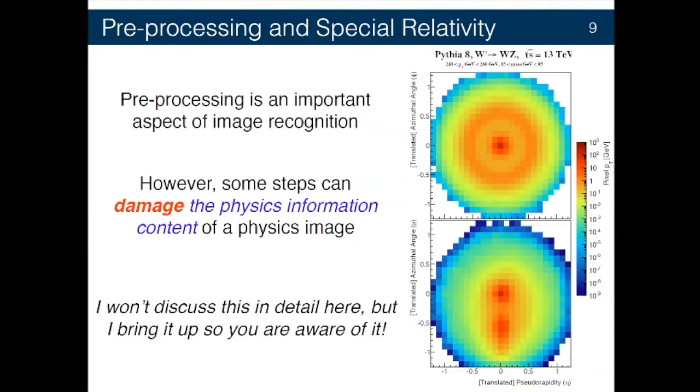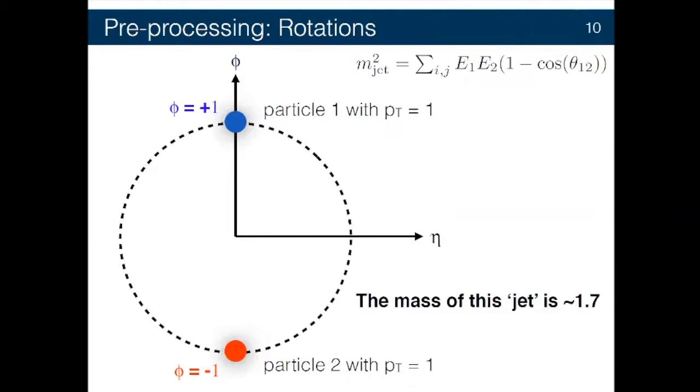However, the images have physical meaning, and so we have to be careful because these preprocessing steps can actually remove or damage the physics content of an image. This is a very interesting subject, and I don't have time to go into great detail about it, but I want to give one quick illustration. Let's say I have an image, and the mass scale of that image is relevant.